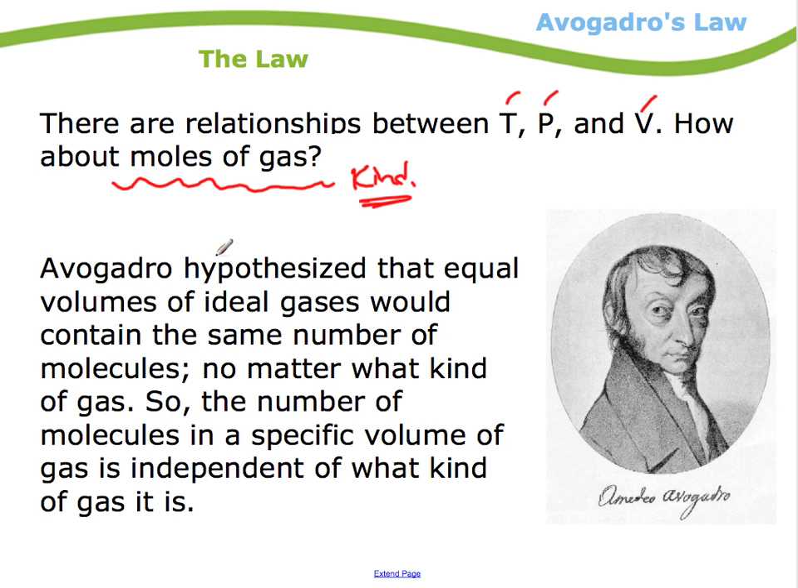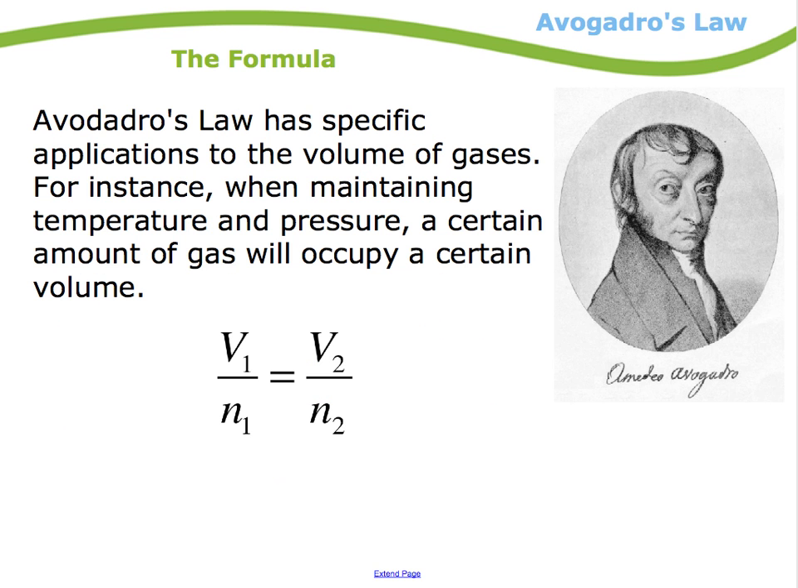Avogadro explored that, and what his hypothesis said was that equal volumes of ideal gases would contain the same number of molecules no matter what kind of gas. Interesting. So if you have a certain volume, it doesn't matter what kind of gas you have, you're going to have the same amount of gas in there, the same number of moles. So the number of molecules in a specific volume of gas is independent of what kind of gas you have.